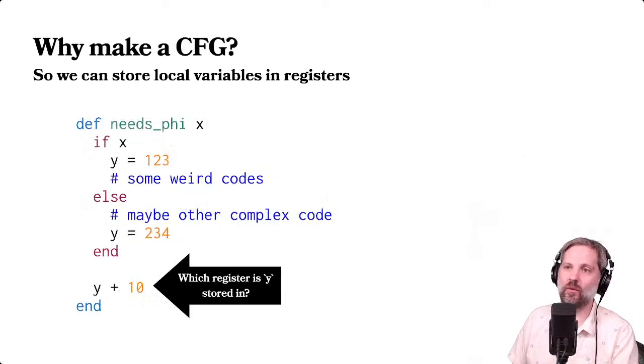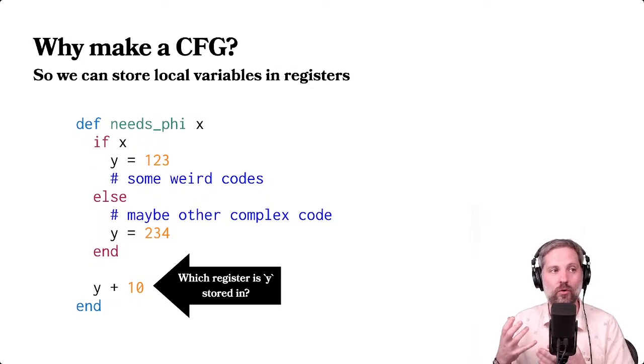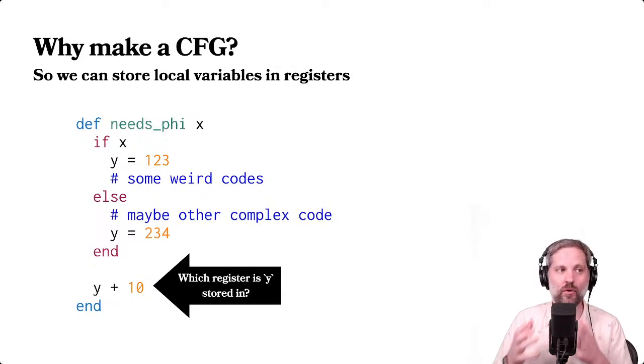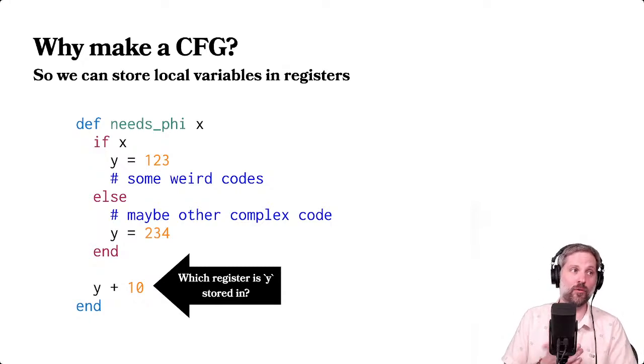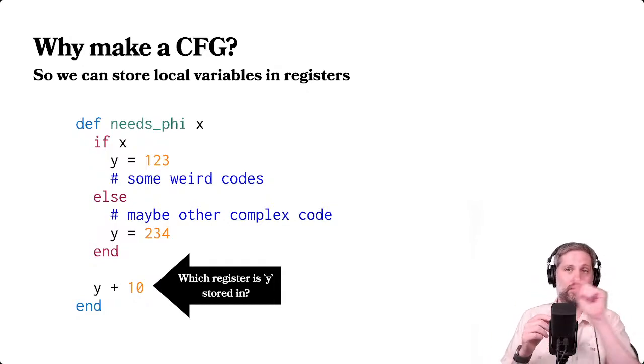Now, the question is, why would we want to take this Ruby code and convert it into a control flow graph? The reason I wanted to do that is because I want to start storing local variables in registers. So in this code, for example, I want to store the Y variable in a register. Now, if we have an if statement like this, when we do register allocation, we need to be able to figure out what register we stored Y in. So which path we take matters in this case.